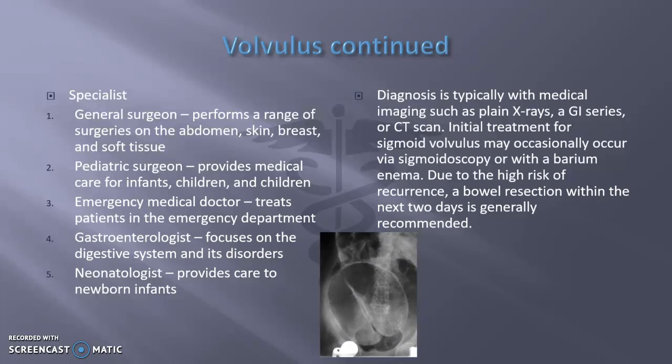The diagnosis is typically made with medical imaging, such as a plain X-ray, a GI series, or a CT scan. Initial treatment for sigmoid volvulus may occasionally occur via sigmoidoscopy or with a barium enema. Due to the high risk of recurrence, a bowel resection within the next two days is generally recommended.